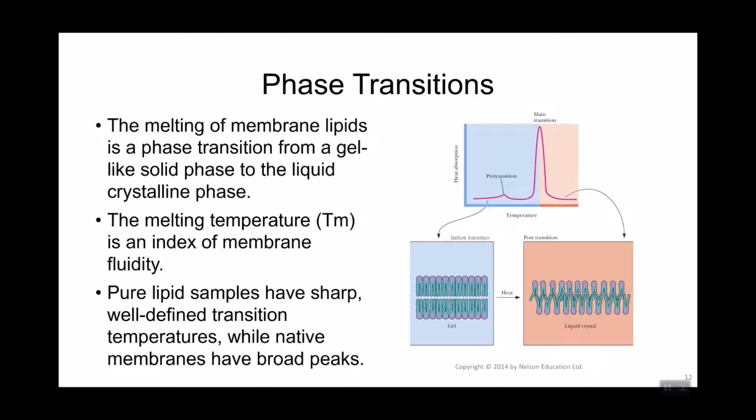You can do these melting temperatures on pure samples of lipids, so say all C18:0 chains, and you'll get a very sharp phase transition. While biological membranes will have much broader peaks due to the heterogeneous nature of the membranes.